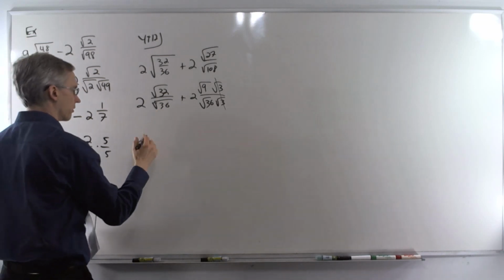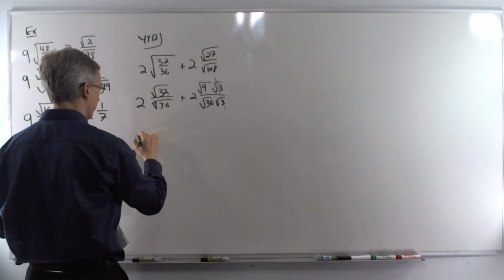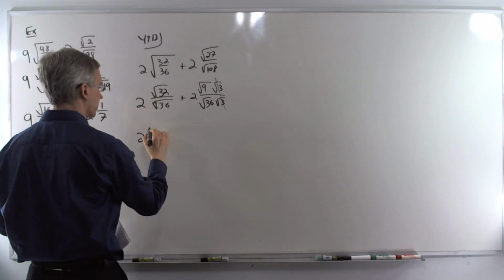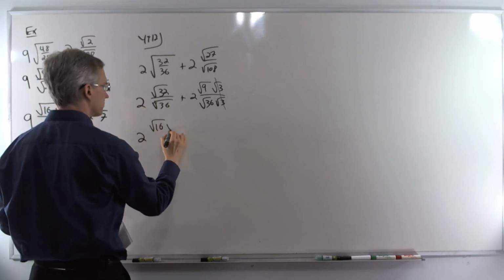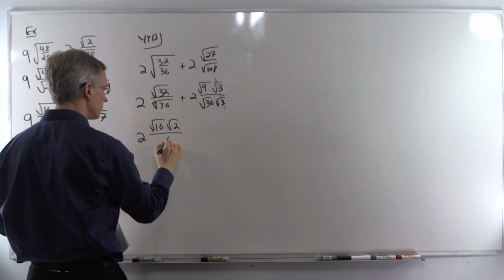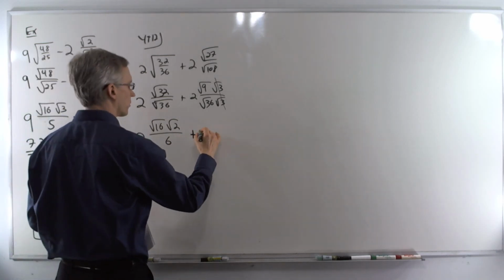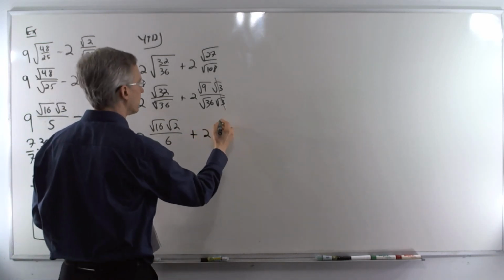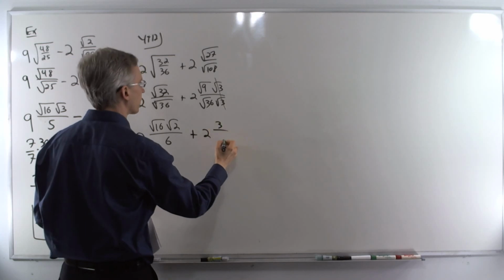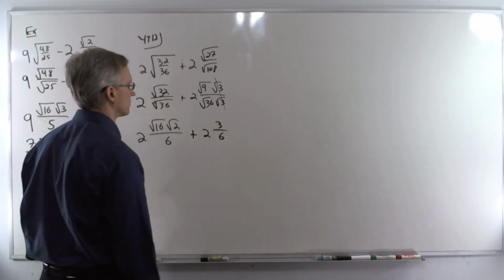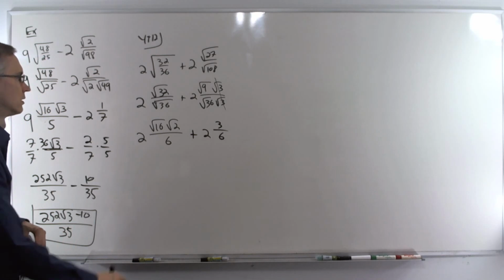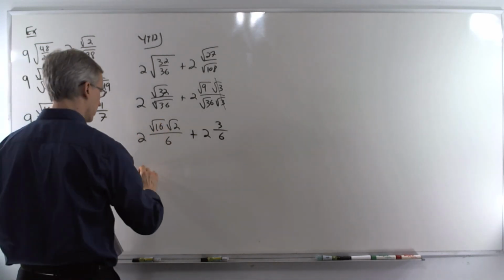Over here we're going to get the square root of 6, and we'll break this one up. So 32 breaks up into 16 times 2, and the square root of 36 is 6. Now over here, we got 2 times the square root of 9 is 3, the square root of 36 is 6. Alright, evaluate this one.